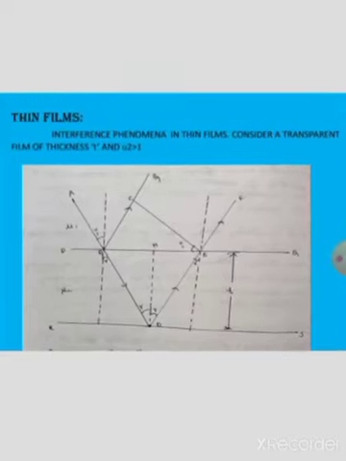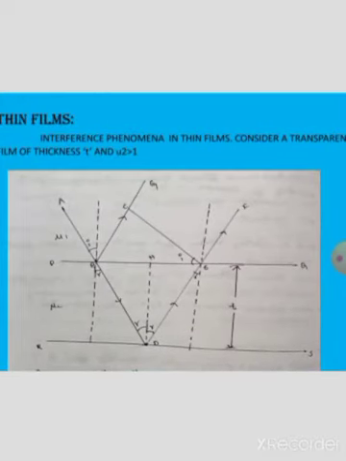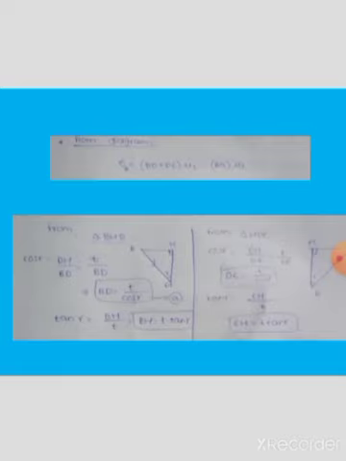Now consider from the diagram two triangles. They are BHD and DHE. First, let us consider BHD. From triangle BHD, where R is the angle of refraction, cos R equals DH by BD, that is adjacent side by hypotenuse, equals T, the thickness, by BD. Hence, BD equals T by cos R. Now consider it as equation A.